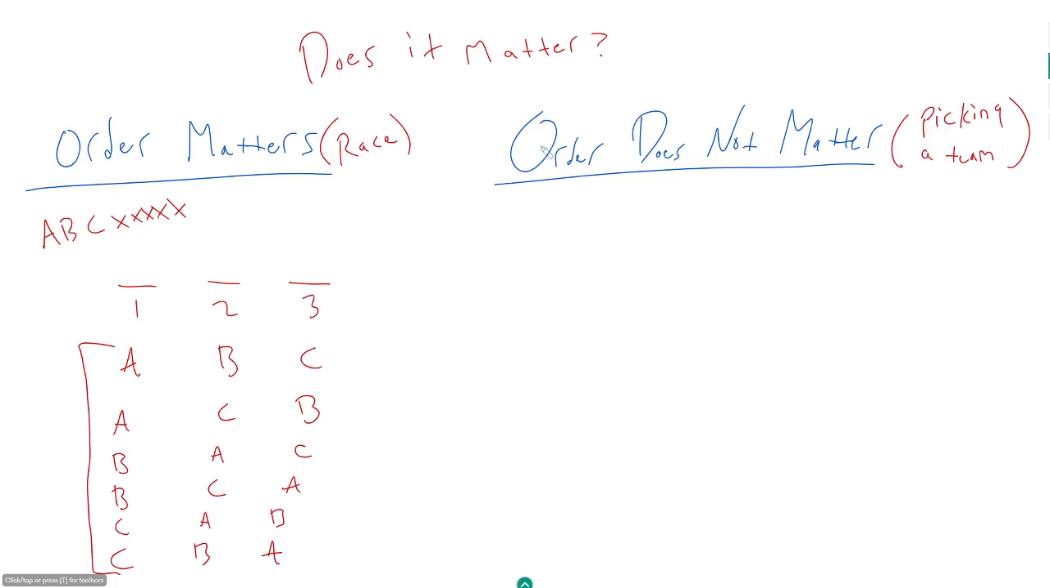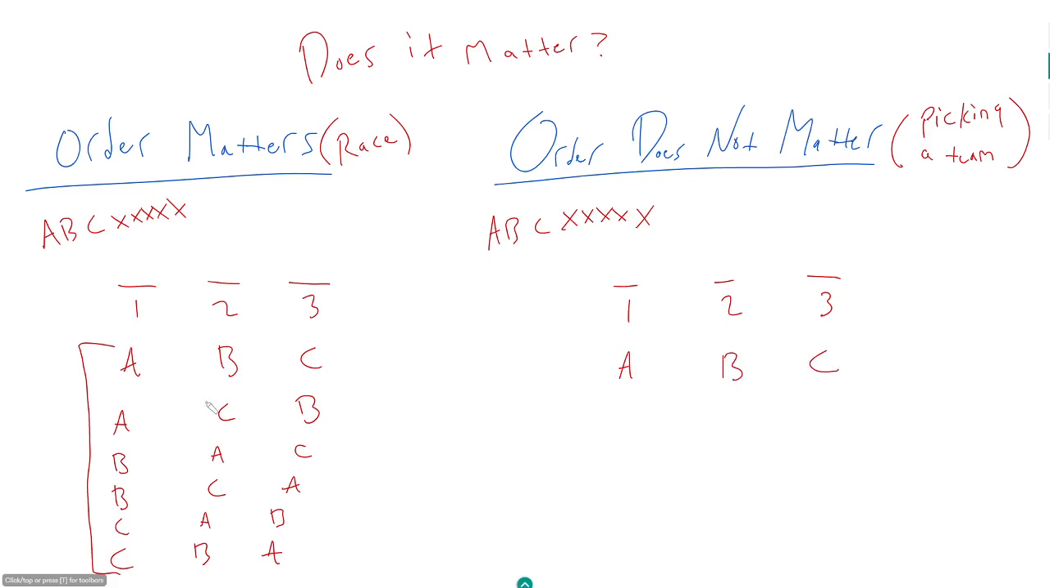And so in this scenario, let's say we have the same pool of people, A, B, C, and a bunch of other people. And I'm choosing 3 of them to be on my committee. And I want to know how many ways can I pick these 3 people? Well, in this case, ABC would still be one example of the 3 people I can choose on my committee.